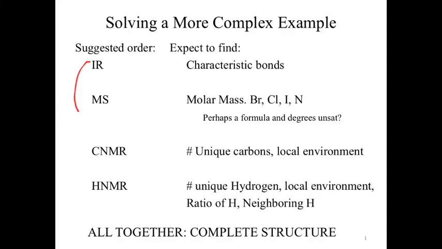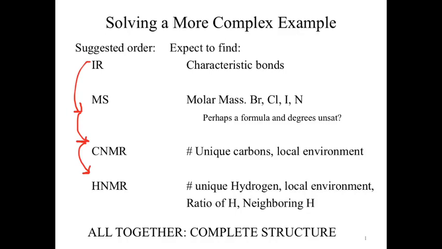So if you kind of work your way down, hopefully you won't get quite as frustrated, and you might find pieces along the way that can help you simplify your analysis when you get to the HNMR. What you're expected to be able to do at each of these steps is identify certain characteristics. So within the IR, we look for characteristic bonds, and from that we might be able to make functional groups.